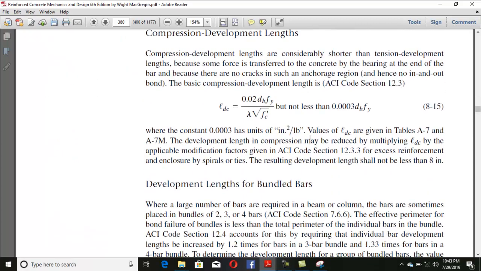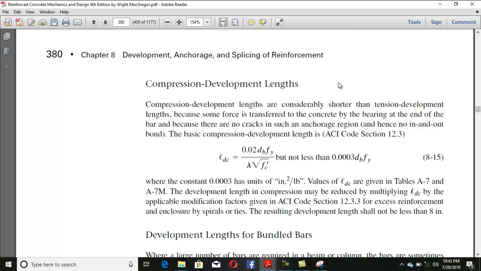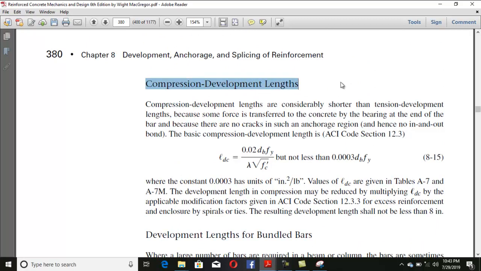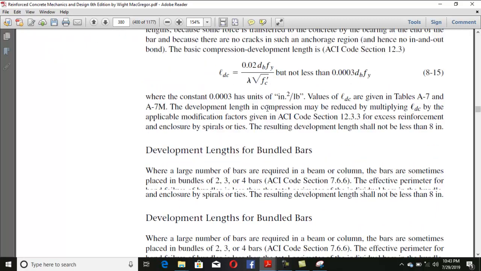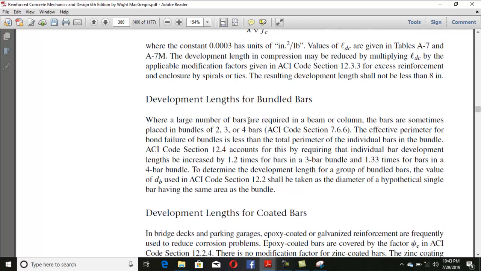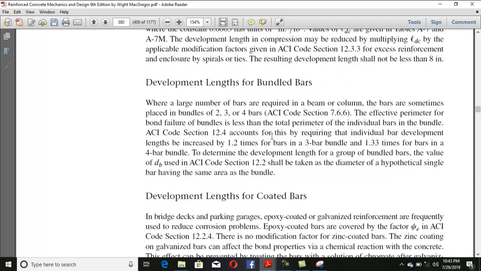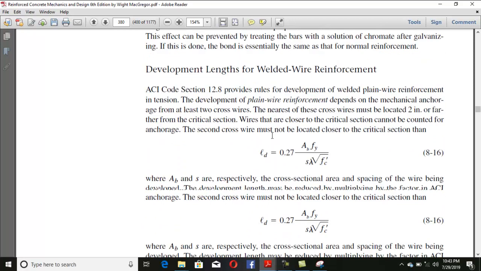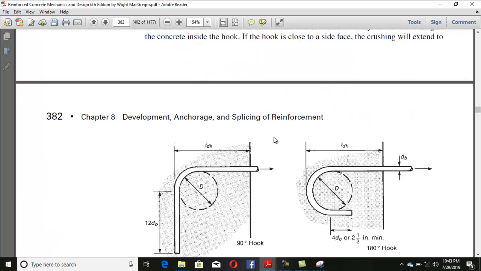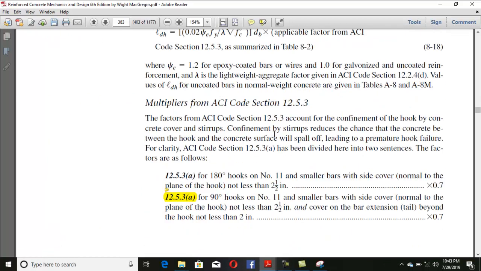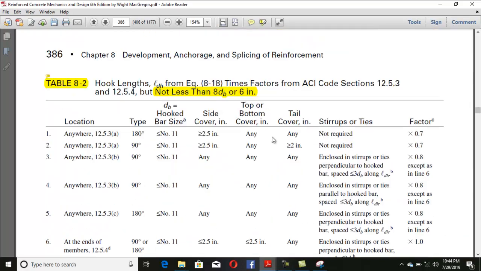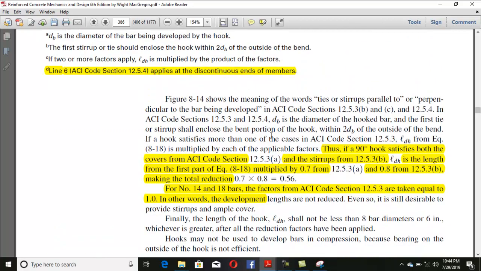We will deal with compression development length later, inshallah; I will explain this topic in later stages. Now we are only concerned with tension, not with compression. Bundled bars we don't have concern with. And hook anchorages I will explain in later stages, but I am just searching for a development length equation example, which I will do in my next lecture.